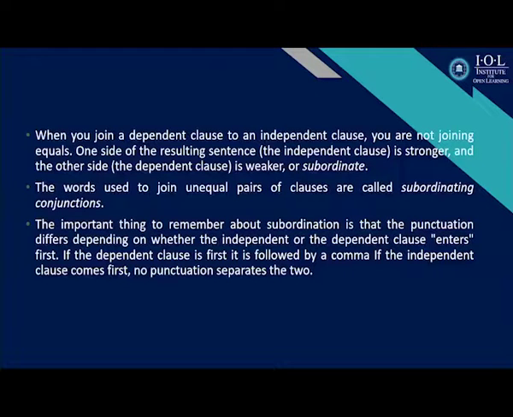When you join a dependent clause to an independent clause, you are not joining equals. One side of the resulting sentence, the independent clause, is stronger, while the other side, the dependent clause, is weaker or subordinate. The words used to join unequal parts are called subordinating conjunctions. The important thing to remember about subordination is that the punctuation differs depending on whether the dependent or independent clause comes first. If the dependent clause is first, it is followed by a comma. But if the independent clause comes first, no punctuation is used to separate the two.